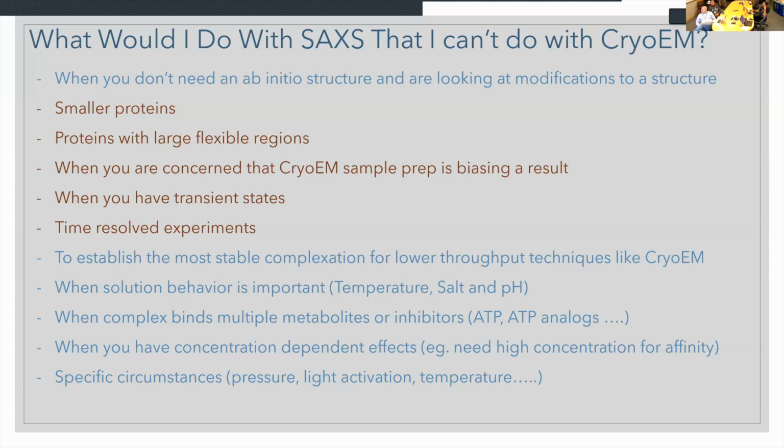When you're binding metabolites, so if you have an ATP system, there's about 6 ATP analogs you want to test, right? ATP, ADP, things that are non-hydrolyzable. Anything that binds ATP, you've got a set of experiments you'd like to do. When concentration-dependent effects are important, like let's say you have a complex that only forms under high affinity, in cryo-EM, that thing might fall apart, right? So before you get it. And then there's all kinds of specific circumstances, where your protein responds to pressure or is light activated or responds to temperature.